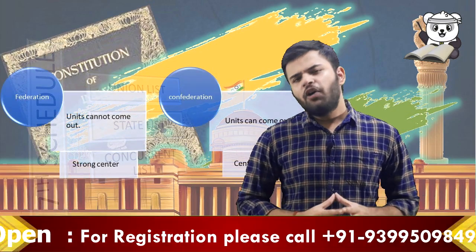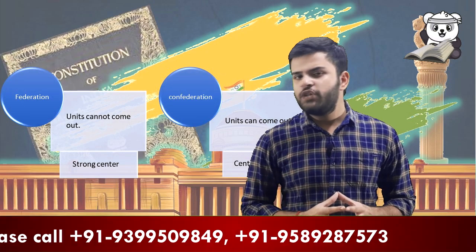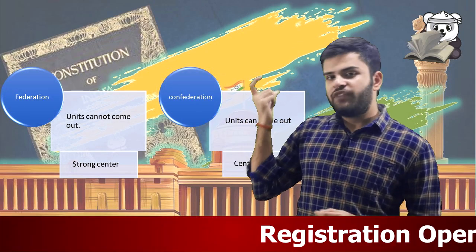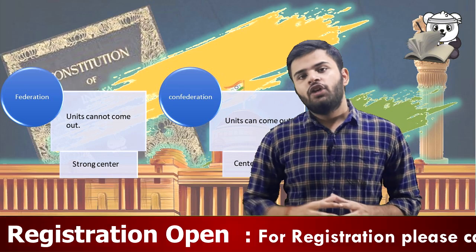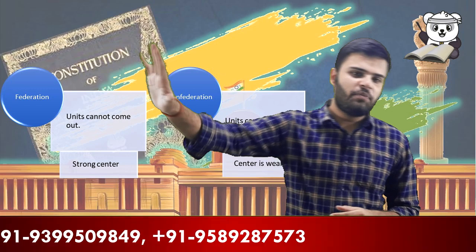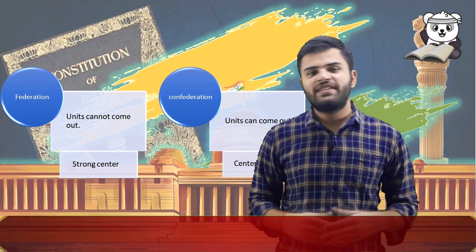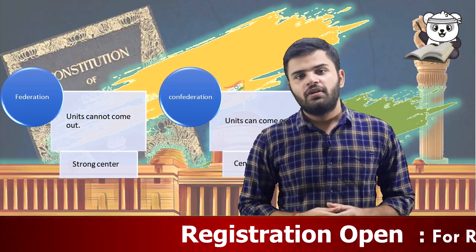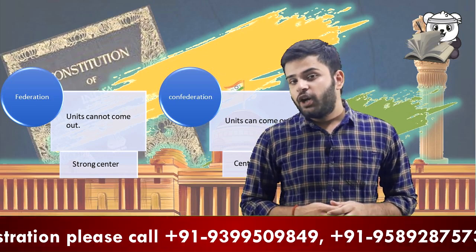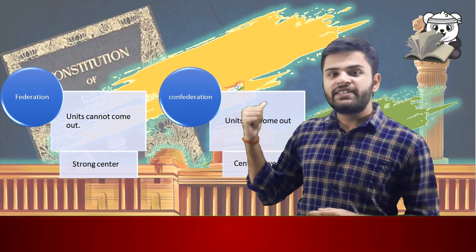Yes. Now, to understand what is a confederation, we need to compare it with a federation. Confederation is defined as a loose federation. In a federation, units cannot come out. For example, today Madhya Pradesh cannot say that I don't want to remain with the Indian Union, I am going to form my separate country. No. For example, India. But what do I mean by confederation? In a confederation, units can come out of the union.